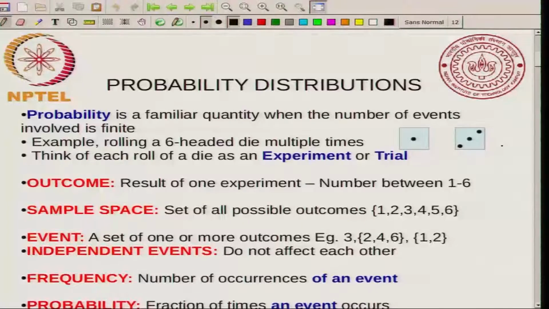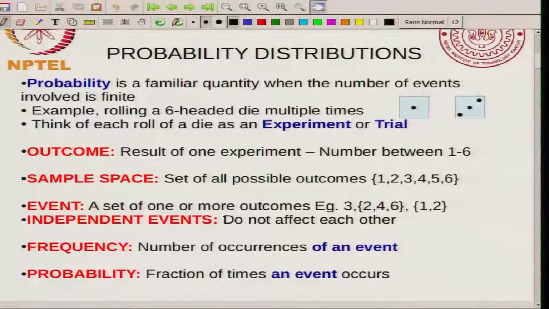And just to make the language clear, you can think of each roll of the dice as a single experiment, and the number that you get when you roll, that is the outcome of that experiment. So, we will just define a few terms, so that later on when we discuss other topics you will be comfortable. The outcome is a result of one experiment, and in this case if you are rolling a die, the outcome is a number between 1 and 6. So, it can be 1, 2, 3, 4, 5 or 6. The sample space is the set of all possible outcomes. So, here the sample space consists of exactly 6 numbers 1, 2, 3, 4, 5 and 6.